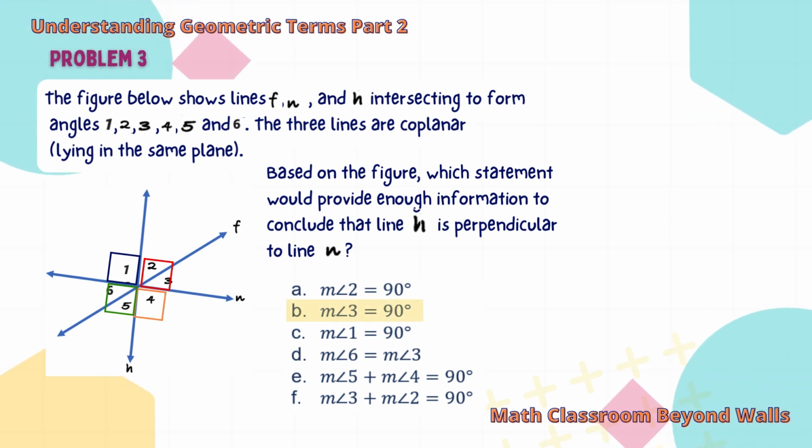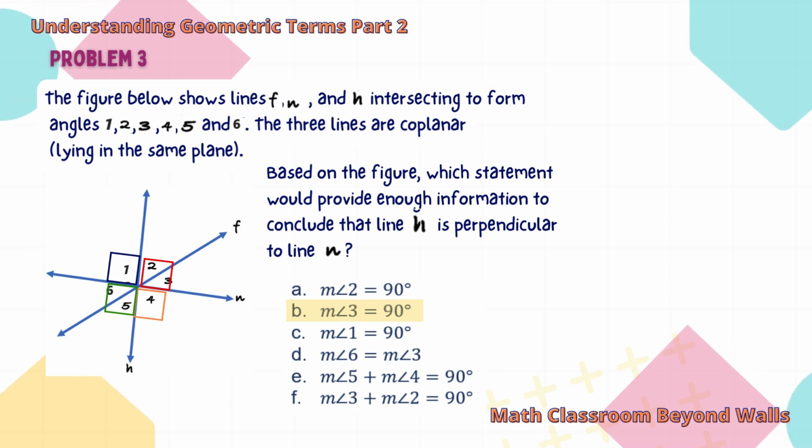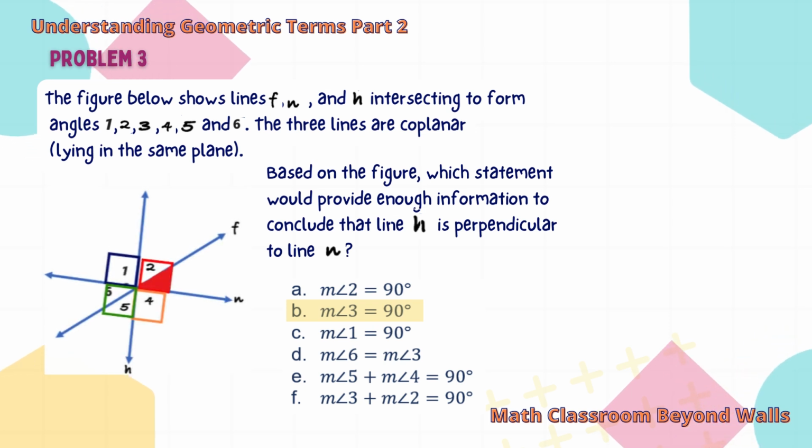The measure of angle 3 is equal to 90 degrees. Again, let us look at our drawing. Is angle 3 equal to 90 degrees? No, the angle is not equal to 90 degrees. It is less than 90 degrees as shown in the figure. So the statement would not provide enough information to conclude that line H is perpendicular to line N.